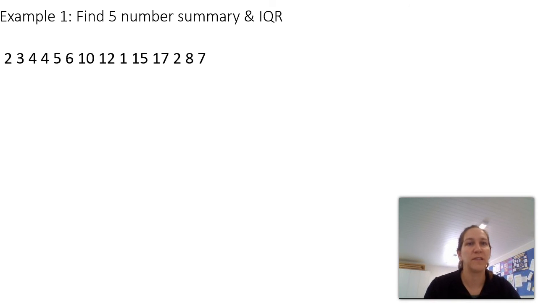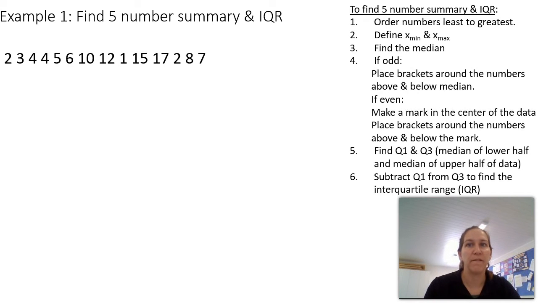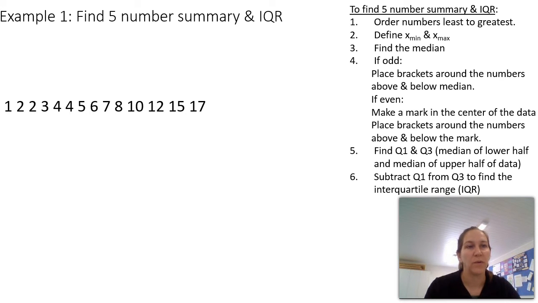Okay, so let's look at an example. If I have this number set here, my first step is to order them. So I've put those in order from lowest to highest. We'll get rid of those numbers. Next step, I want to define my minimum number and my maximum number. So my minimum number would be a 1. My maximum number is 17.